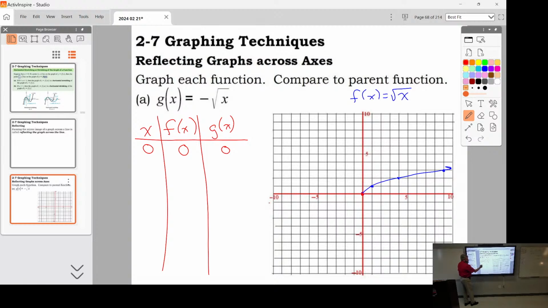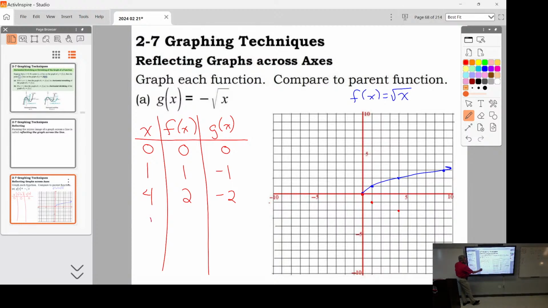Plug in 1. Okay. The square root of 1 is 1. The opposite of 1 is negative 1. So (1, -1) is on this graph. Plugging in 4, and understand that I'm plugging in perfect squares. I'm making life easy for me and you. The square root of 4 is 2. Opposite of 2? Negative 2. So (4, -2).